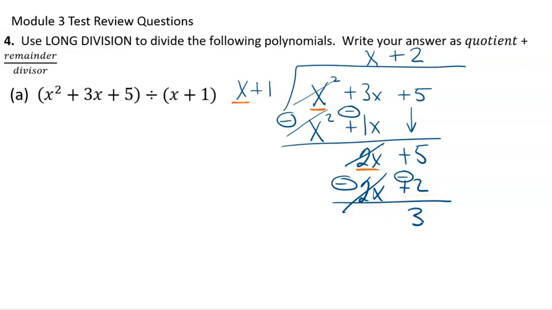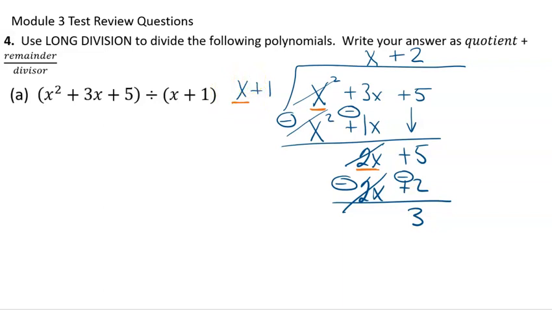Now, I know I can't do the division step again. What do I multiply x by to turn it into a 3? That's not going to work out, right? Anytime the degree here, this is a degree 0 because there's no x, is smaller than the degree here, which is an x to the first, you know you're finished with your problem.